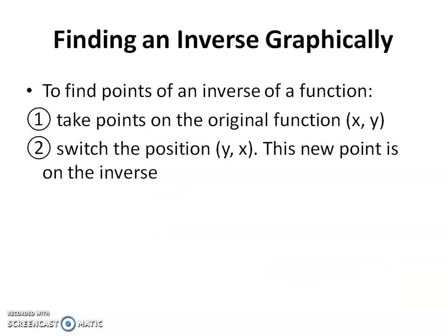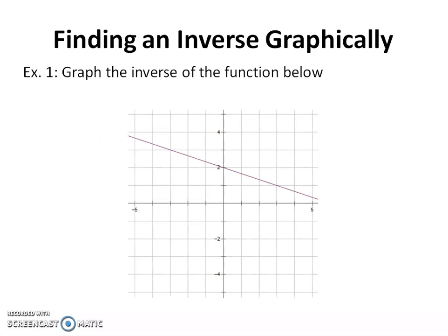And finally, finding an inverse graphically. One important property of an inverse of a function is that whatever point is on the original function, with coordinates x, y, when I switch them, like when we switch the x and y algebraically, the point y, x is on the inverse of the function. So here's an example of how that works.